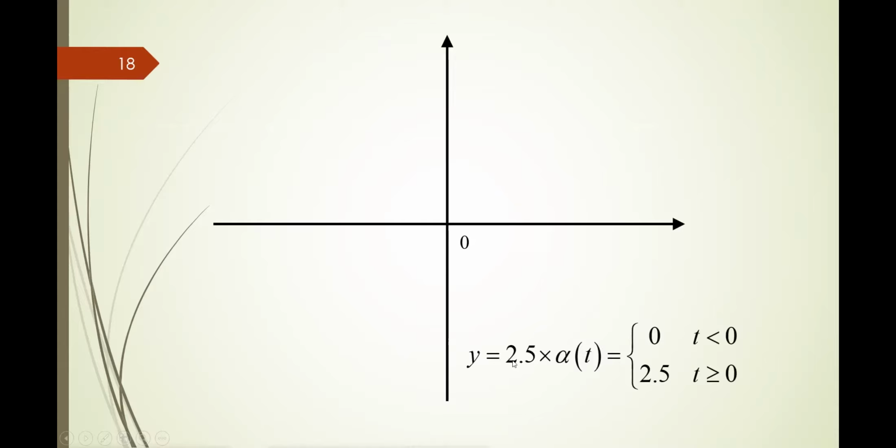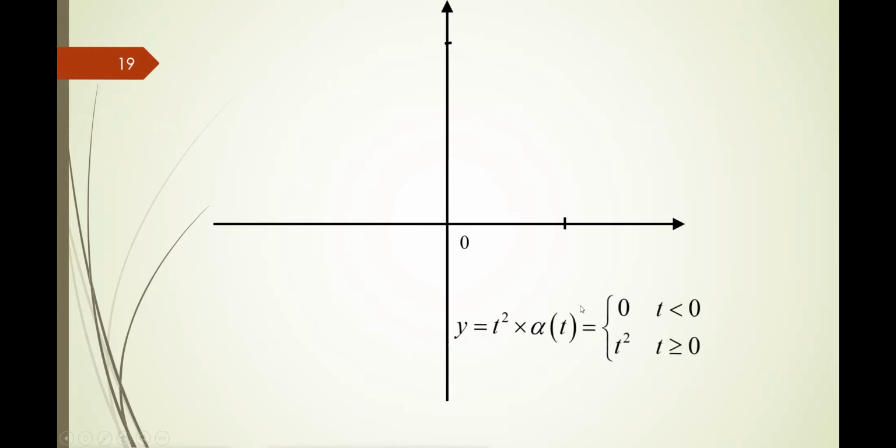You're given 2.5, so that's the multiplier to the amplitude, times alpha t. So that means when time is less than 0, there's nothing. However, when time is greater than or equal to 0, this one activates. It becomes 1 times 2.5, so it becomes 2.5. So how's the drawing? When time is less than 0, it's this. However, when time is greater than or equal to 0, it becomes 2.5. I hope you can follow.